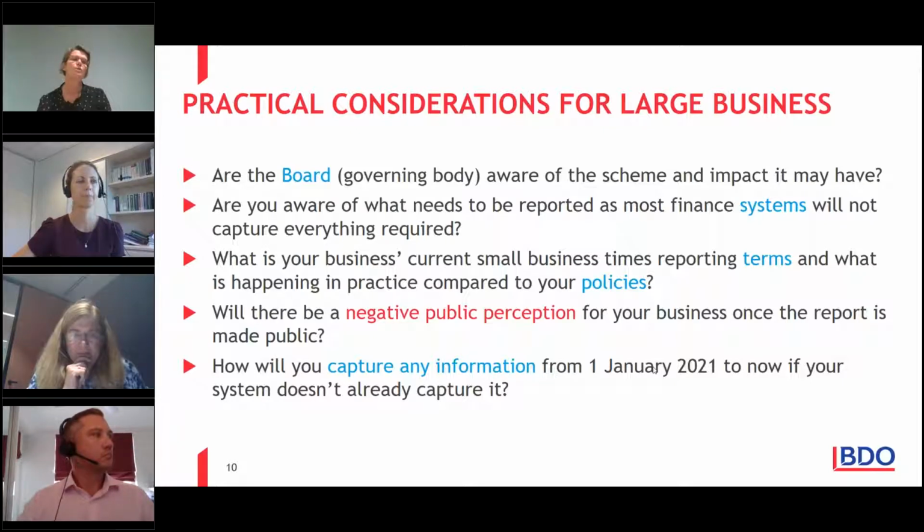Because there's also the penalty system, like under the tax regime, if there's non-reporting or false or misleading information, things like that, it can get quite hefty with the penalties. So it's always best to put that up front with the board as well, so they're well and truly aware of it.